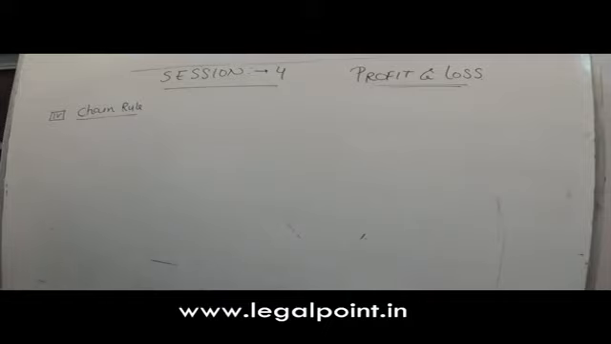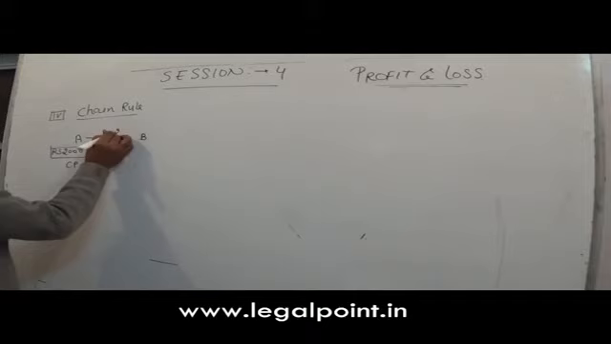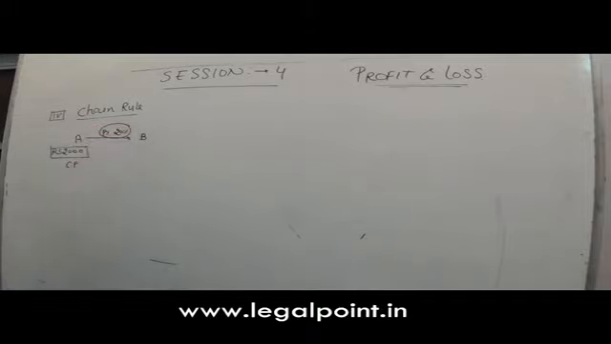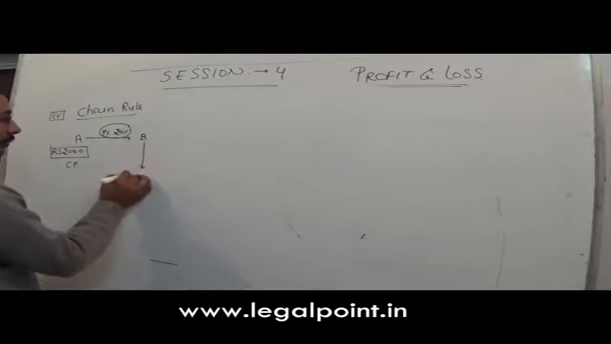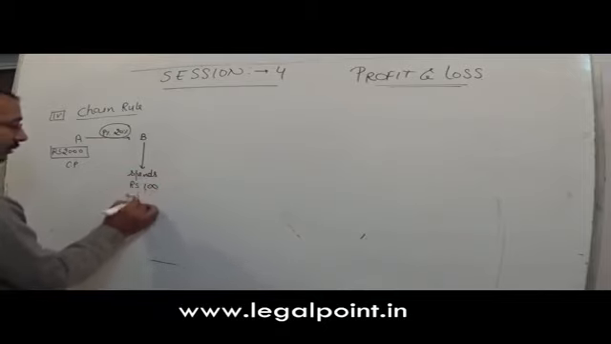For example, there is a person A. He purchased an article for rupees 2000 from the market. It means the CP for A is rupees 2000. He sells it to B at a profit of 20%. Then B spends rupees 100 as repairs on the article.